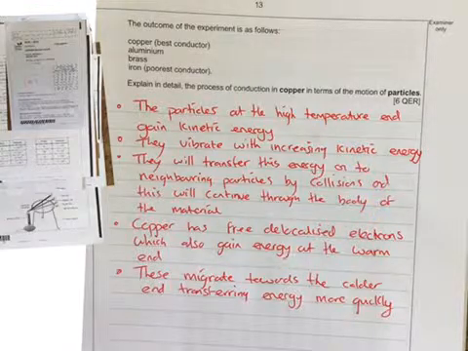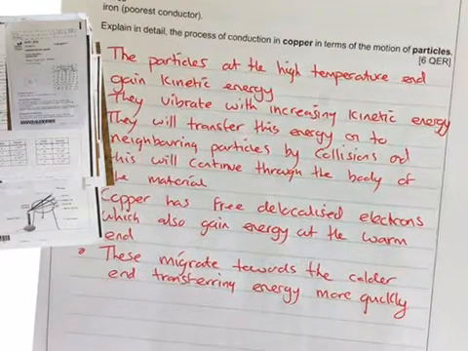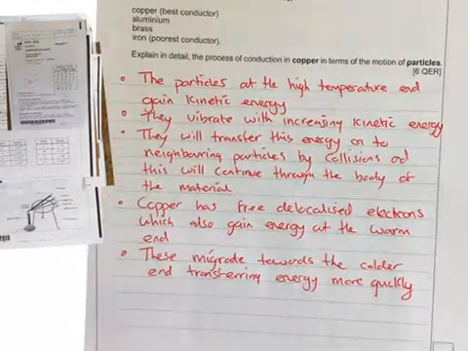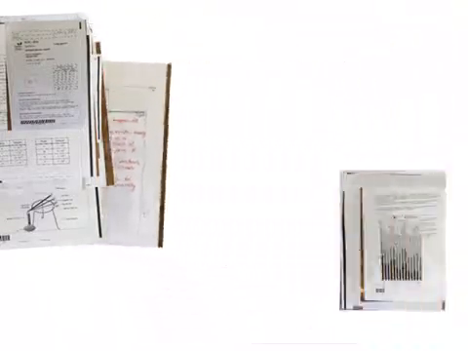This is definitely going to come up somehow, even if it's not a 6 marker. You need to know how conduction happens, and in terms of the particle theory, where they do pass that kinetic energy on.